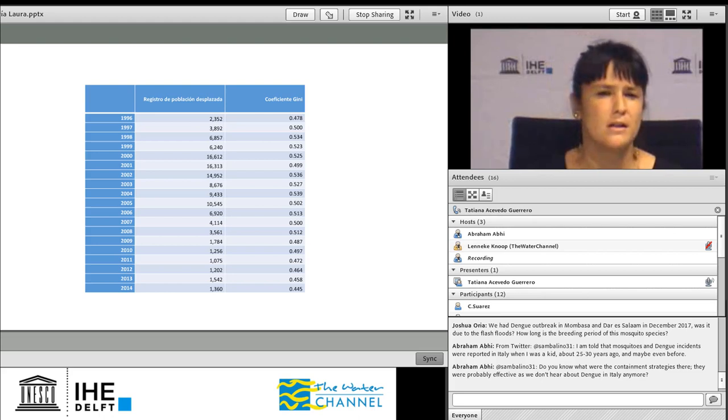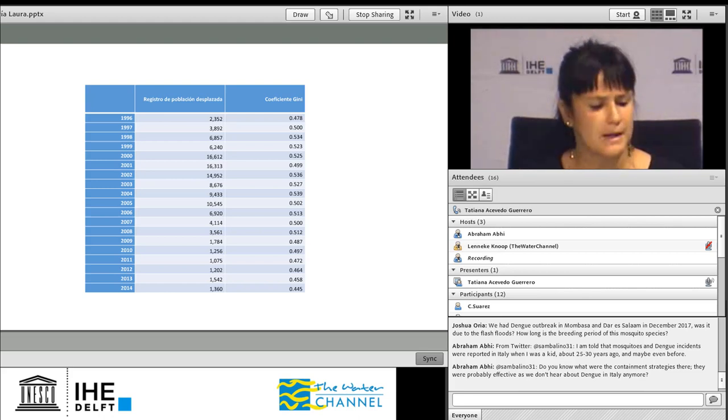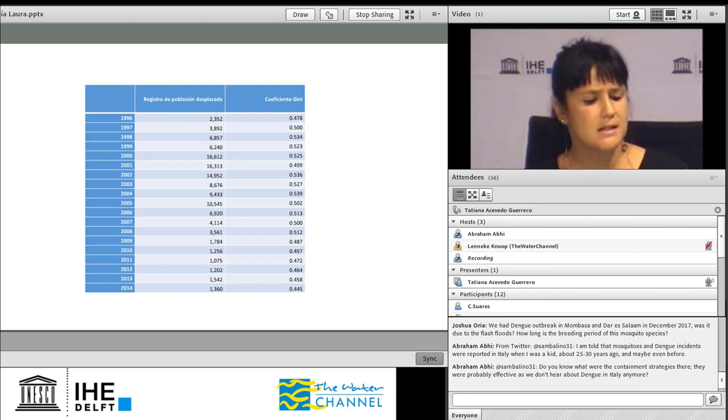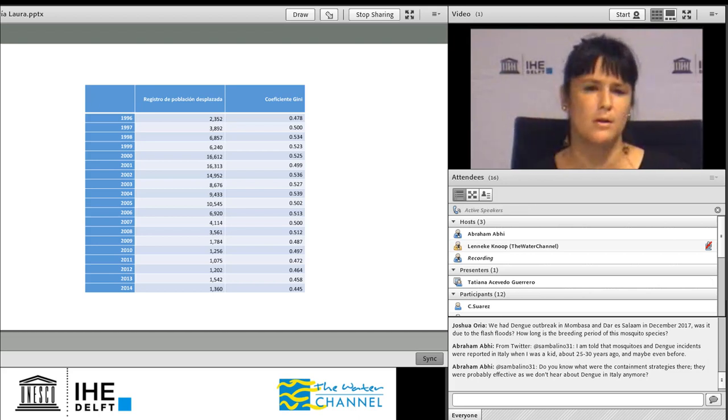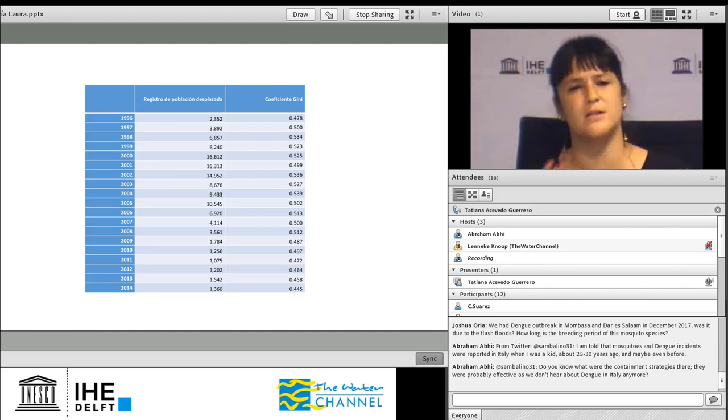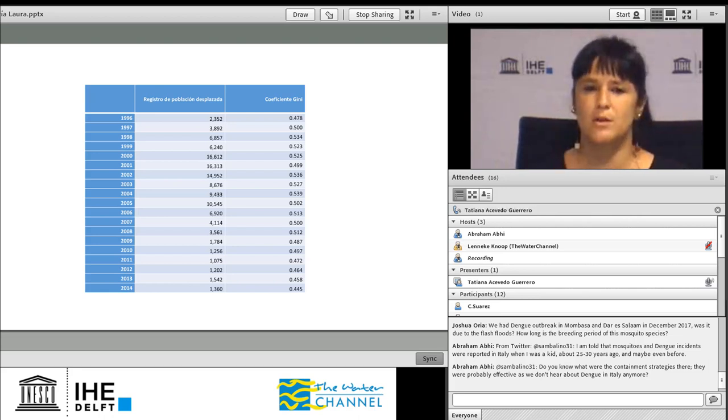So if you take a look at this graphic, for example, in the year 2000, Barranquilla received 16,612 people, and these displaced communities mainly went to the south of the city, to the low-income areas of the city.